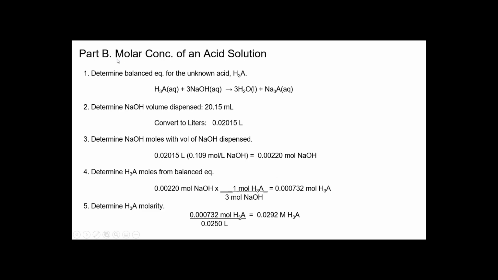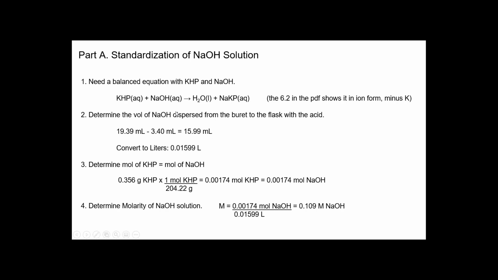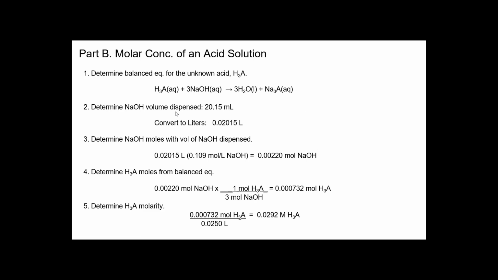First things first, balanced equation for my unknown acid. I make sure I have my 3 moles accounting for the neutralization. I determine the NaOH volume dispensed. That shouldn't be difficult. If you need to refer back here, you can see how to do it. I just jumped ahead and gave you the number, and then I convert it to liters. Determine the moles. So here I have my liters. I have my molarity that's taken from part A, and I get my moles of sodium hydroxide. I determine my moles.